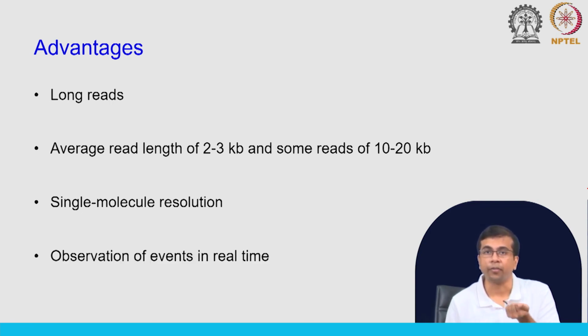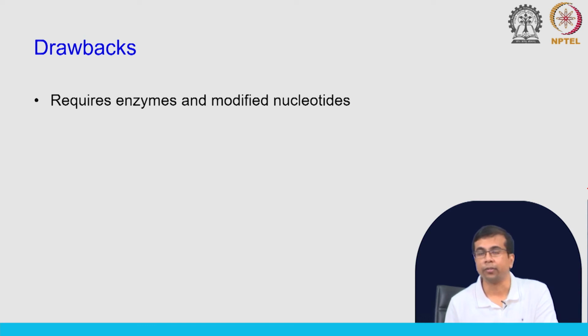And we also have observation of events in real time and we have seen that we can measure these two parameters, interpulse duration and pulse width, which will have some applications that we will talk about later. What about the drawbacks? So, as we have seen, we require enzymes and modified nucleotides.